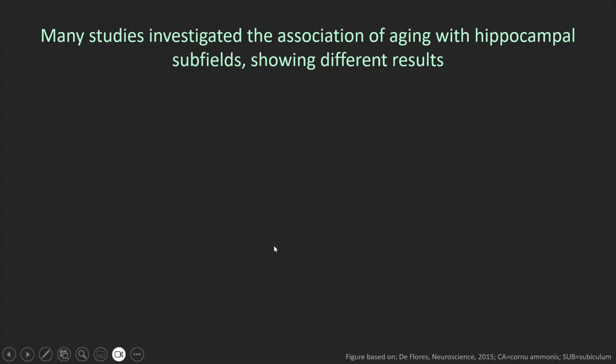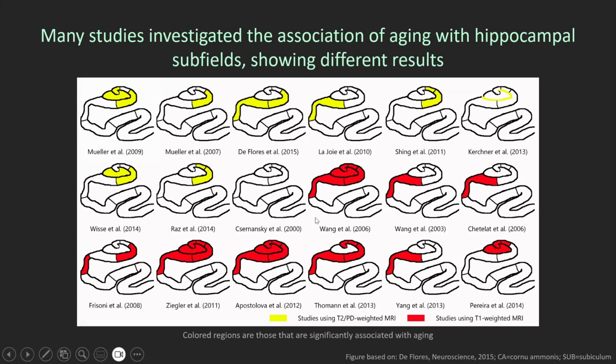Another example to really explain why this is so confusing regards aging. This is based on a review by De Flores et al., which summarized the body of research associating aging with volumes in the hippocampus. There were 18 studies. You see each of them here. One figure represents one study, and the colored regions reflect the regions that show a significant association with aging.